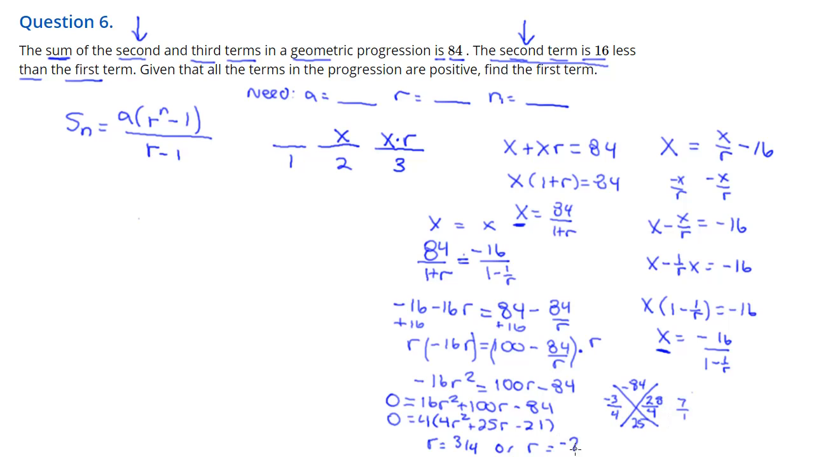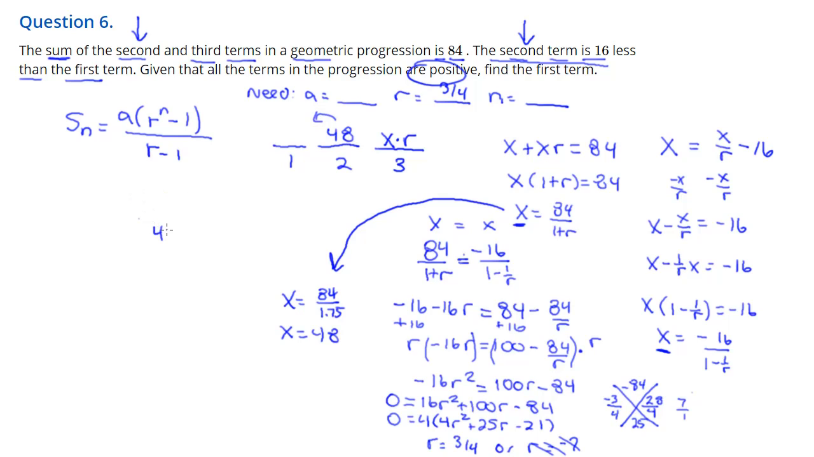Well, keep in mind in the problem, they told us very specifically that all the numbers in the progression had to be positive, so my R cannot be negative. So now I know what R is. That's 3/4. So all I've got to do now is plug the 3/4 into one of the equations I have and figure out what X is, the second term. So that's going to be 84 over 1.75. That's going to give me a second term of 48.